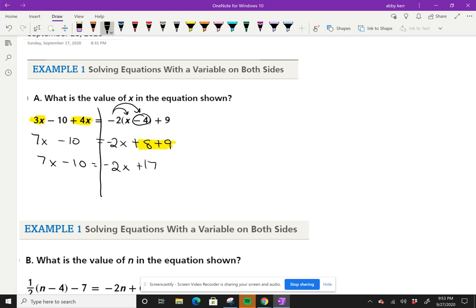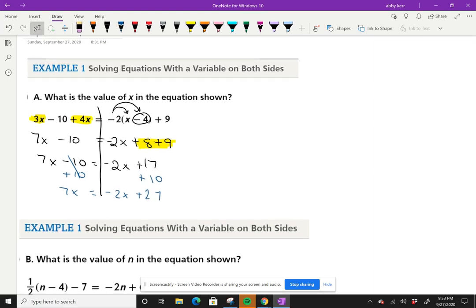Now, there are different directions that you can go for this next step. Some students may see minus 10 and they want to add 10. That is fine. Some students may want to minus 17 on both sides. That's fine as well. Whichever way you choose, just make sure that you keep that line down the middle so you know what happens on the left and what happens on the right.